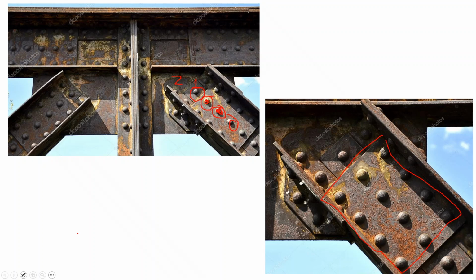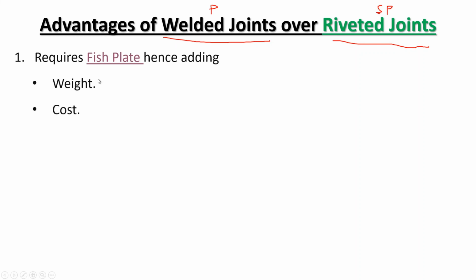The reason being, because of the addition of these fish plates all over the structure, the overall weight of the structure increases, and obviously the cost of the structure increases, and both the parameters are undesirable. Because of this fish plate, the cost as well as the weight of the structure is going to increase, which is not needed in case of welded joints. You do not need any fish plate in case of welded joints.